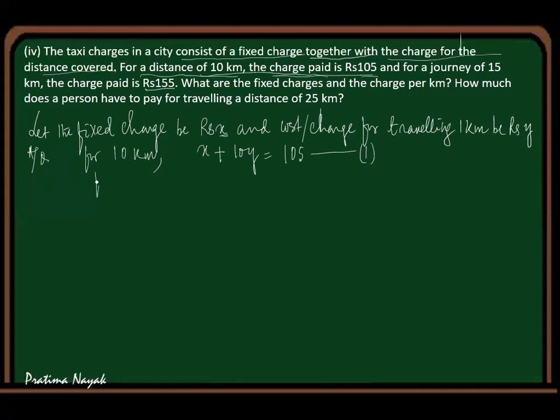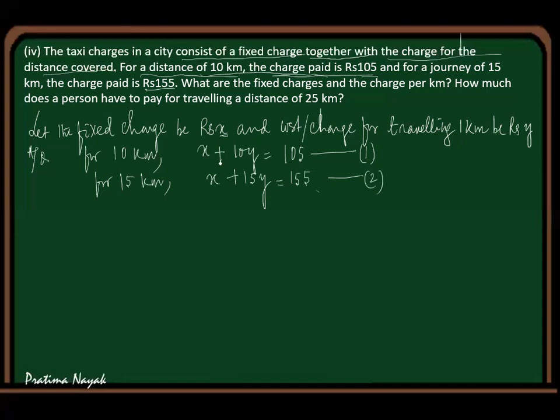Second is for 15 kilometers. Where will be the change? X will not be changed because it is fixed. 1 kilometer y rupees, 15 kilometers 15y rupees. So this will be how much? 155, equation 2.